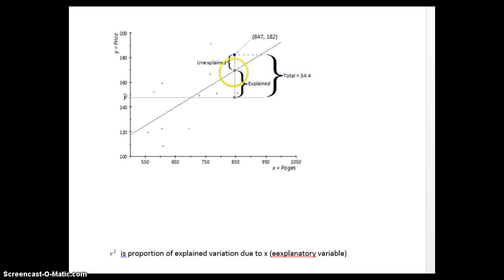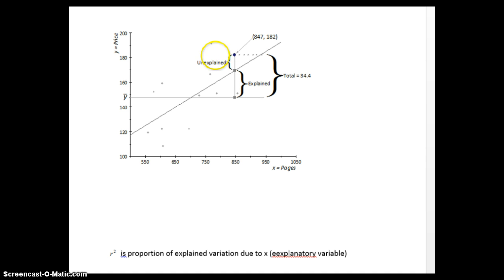Now notice there's a deviation between right here, which is the predicted Y value for an 847 page book, and the mean of books. What causes the deviation between the predicted price of the book and the mean price of all those textbooks? Well, that deviation is explained by the number of pages. The number of pages affects the price.